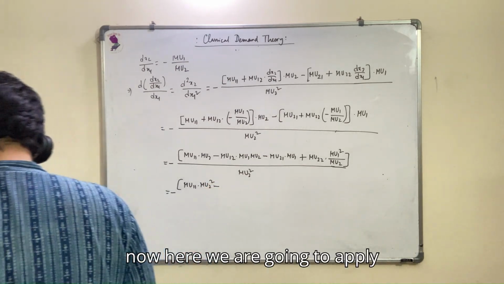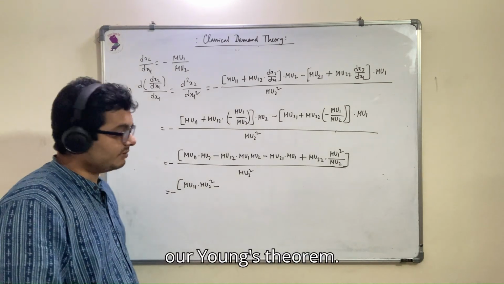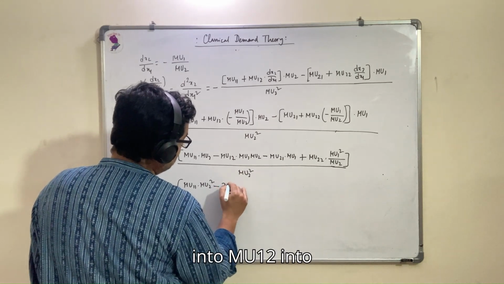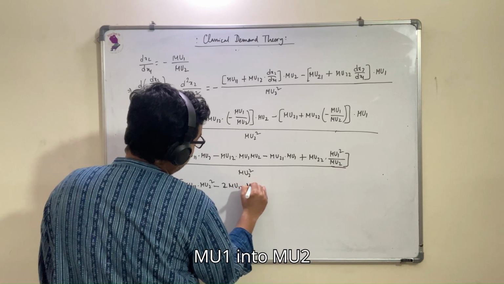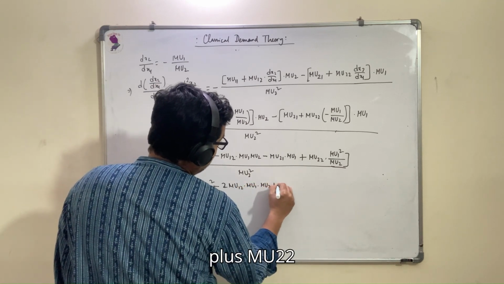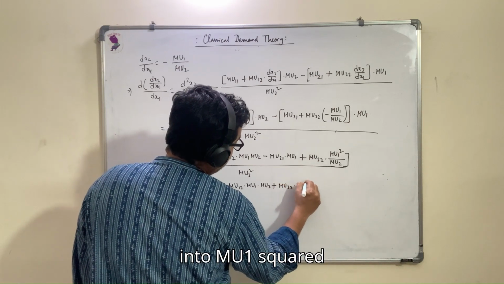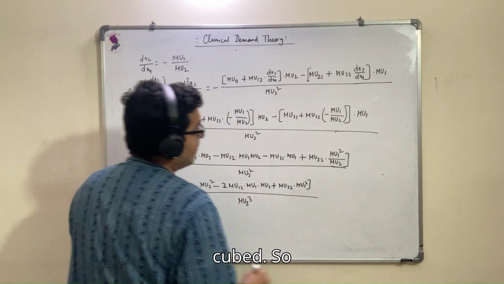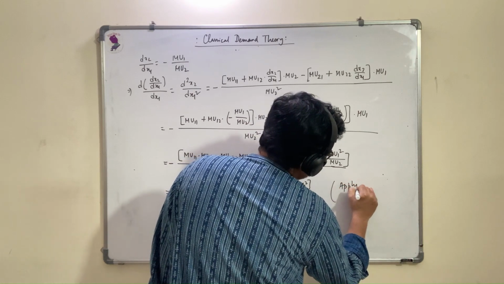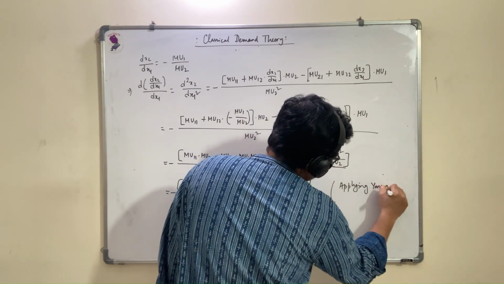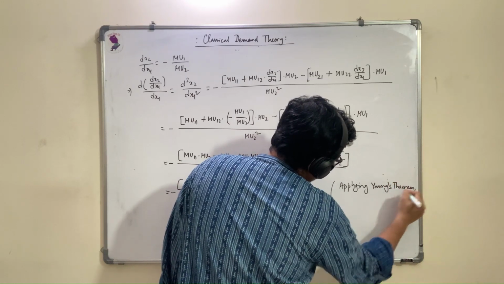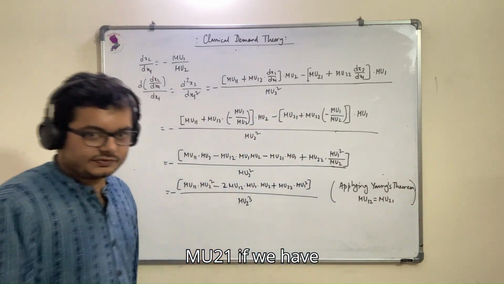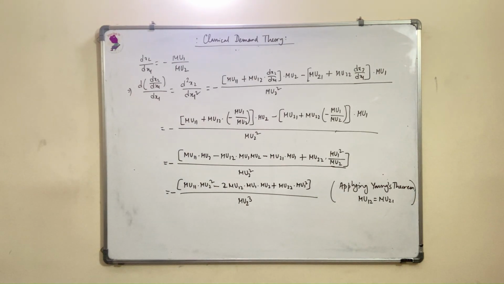now here we are going to apply our Young's theorem. So we can write 2 into mu12 into mu1 into mu2 plus mu22 into mu1 square divided by mu2 cube. So applying Young's theorem, which states that mu12 is equal to mu21 if we have continuity.